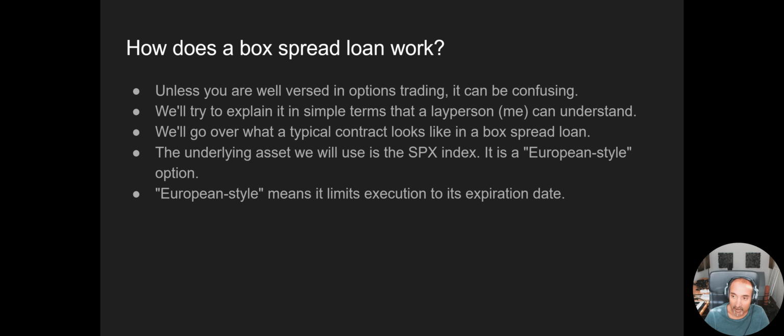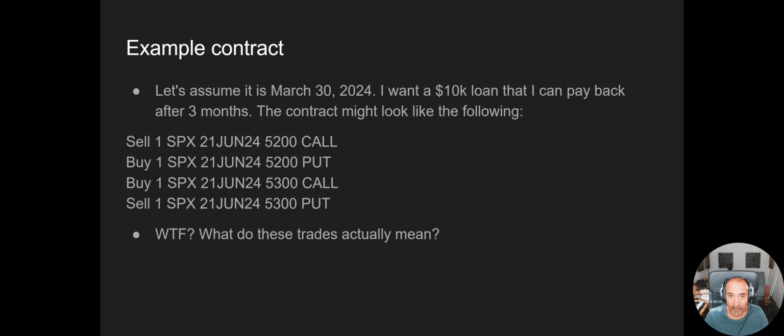Just as something to note, it is what's called a European style option. What this means is the execution is limited to the expiration date. This is quite important. Basically, it prevents execution of the contract before the expiration date. So let's go through an example contract. This is what you will see on a box spread loan.